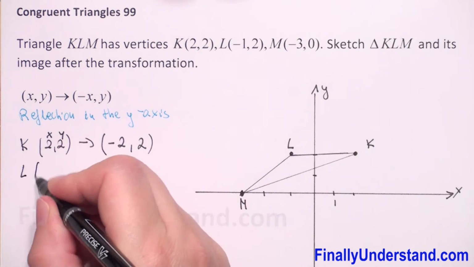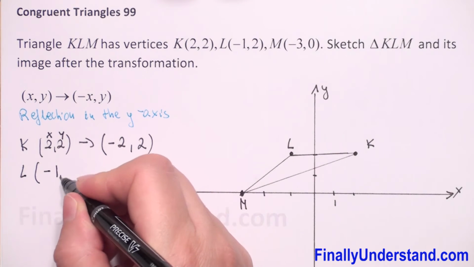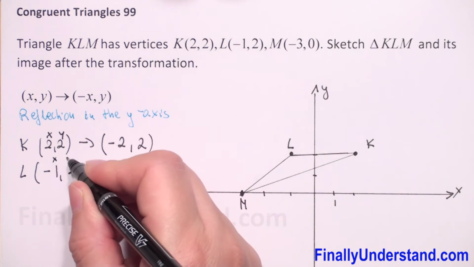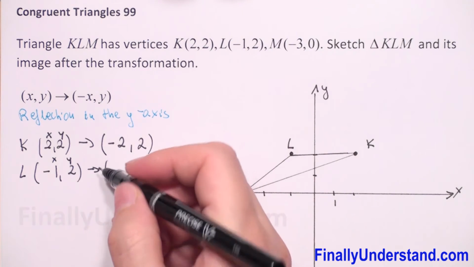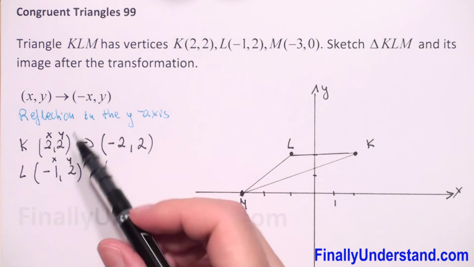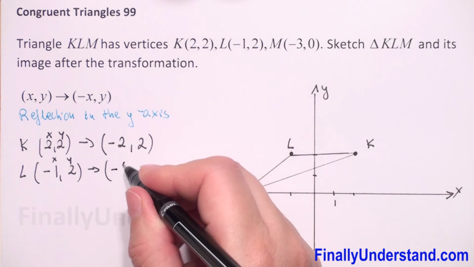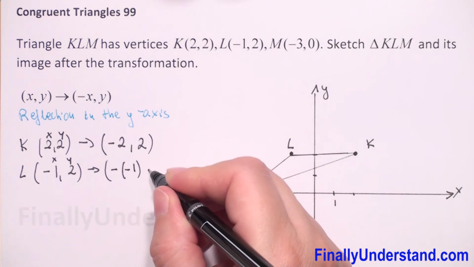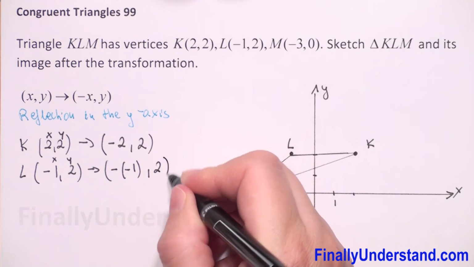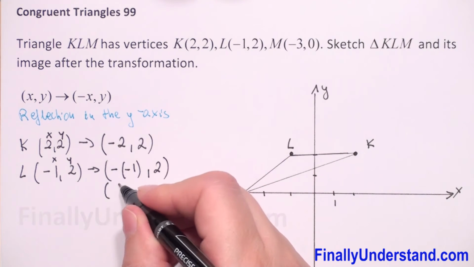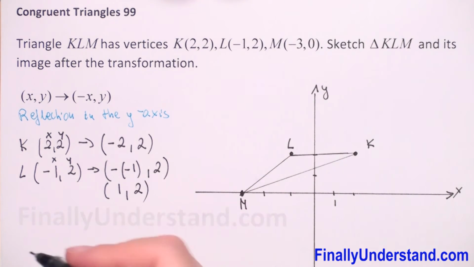Point L has coordinates (-1, 2). This is x, this is y. So again, the first coordinate we have to multiply by negative 1. So we have negative and negative 1 in parentheses. The y stays the same. So negative and negative is positive, and 2.